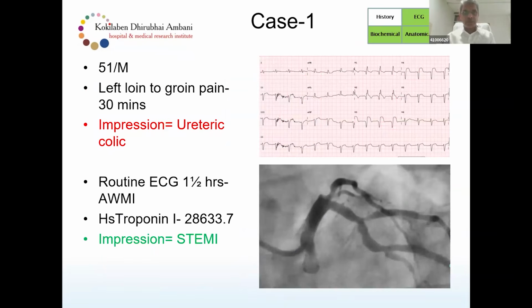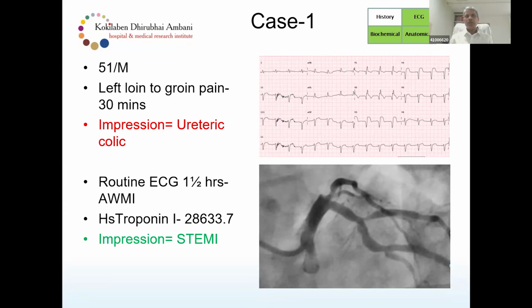So this is case 1. It is a 51-year-old male. He presented with left loin to groin pain for the last 30 minutes. And the clinical impression was ureteric colic. A routine ECG was done 1.5 hours later in the ED, and it showed an anterior wall MI. And you can see the coronary angiography, there is a proximal LAD obstruction, and the diagnosis is STEMI.